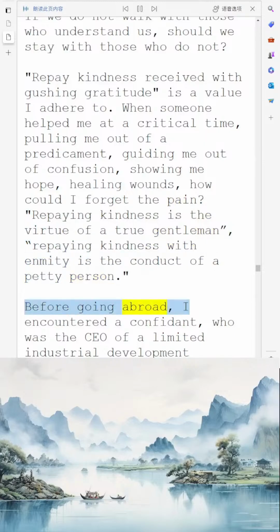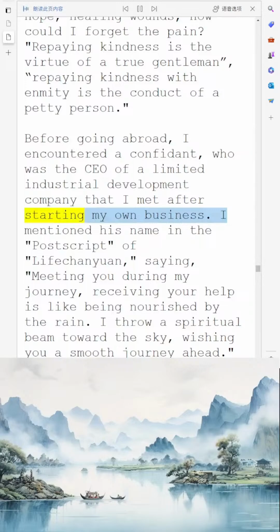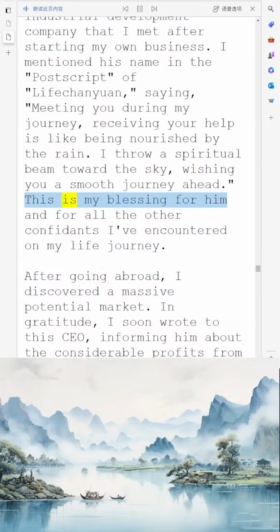Before going abroad, I encountered a confidant who was the CEO of a limited industrial development company that I met after starting my own business. I mentioned his name in the postscript of Life Genuine, saying, "Meeting you during my journey, receiving your help is like being nourished by the rain. I throw a spiritual beam toward the sky, wishing you a smooth journey ahead." This is my blessing for him and for all the other confidants I've encountered on my life journey.